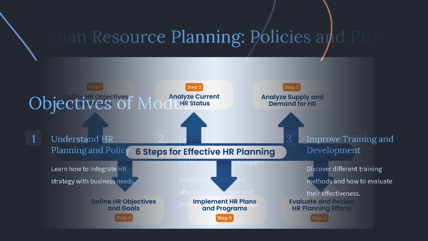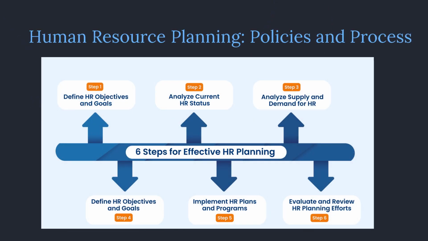Now, when it comes to human resource management, the very first thing is to understand the planning process. What exactly is human resource planning? What are the policies and processes involved in HR planning and how can we make it more effective? So the 6 steps for effective HR planning are: step 1, define the HR objectives and goals. The second says analyze the current HR status and situation.